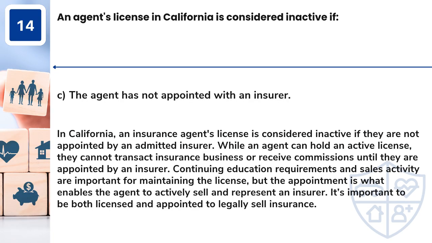Answer: C. The agent has not appointed with an insurer. In California, an insurance agent's license is considered inactive if they are not appointed by an admitted insurer. While an agent can hold an active license, they cannot transact insurance business or receive commissions until they are appointed by an insurer. Continuing education requirements and sales activity are important for maintaining the license, but the appointment is what enables the agent to actively sell and represent an insurer. It's important to be both licensed and appointed to legally sell insurance.